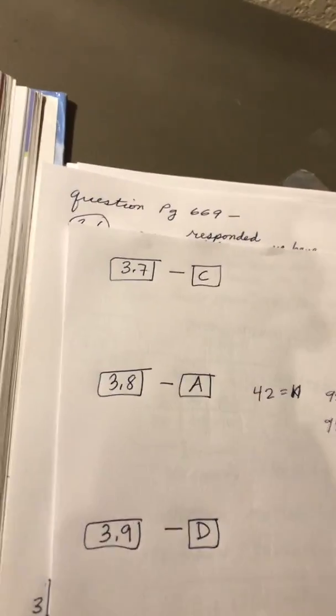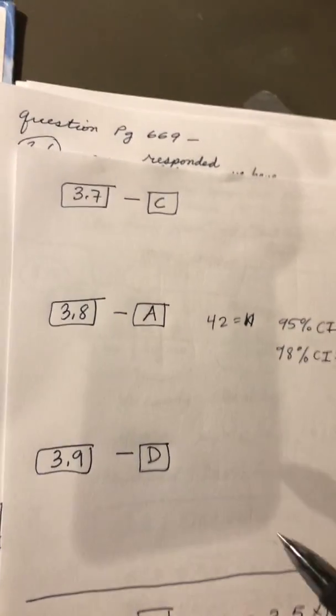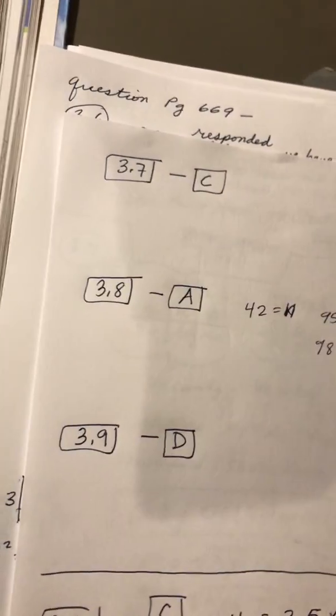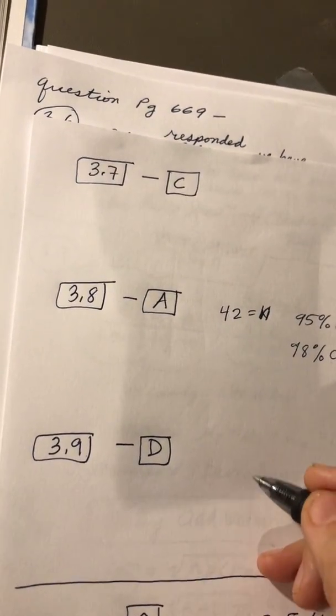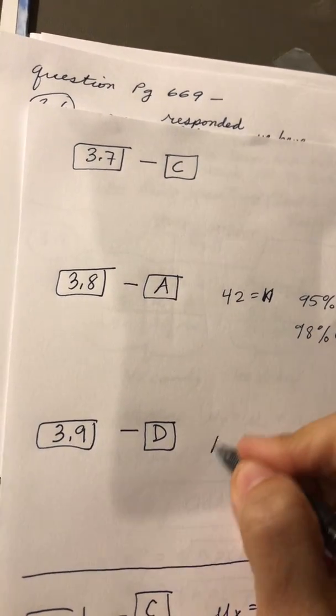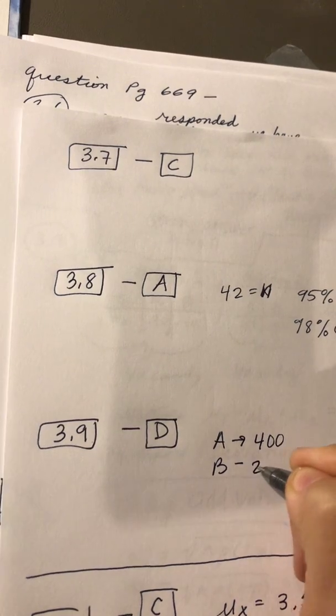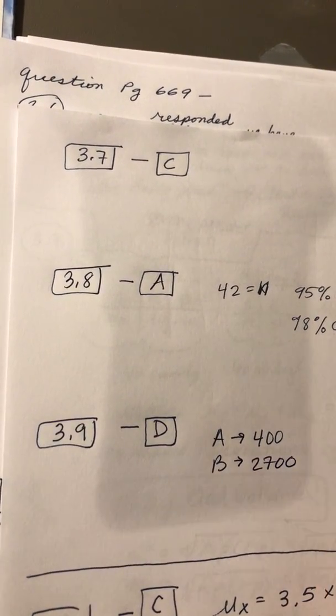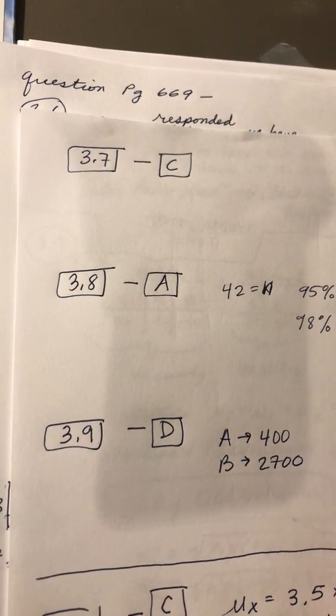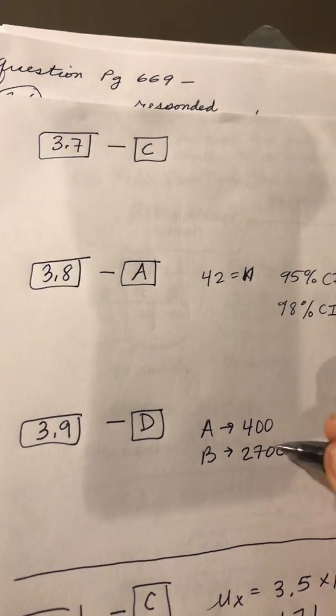Number 39. Our answer for 39 is D. Let's walk our way through it. This is a classic statistic question we may see in the SAT. It says school A has 400 students. School B has 2,700 students. A local newspaper wants to compare their SAT scores.